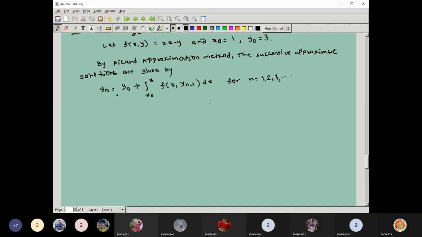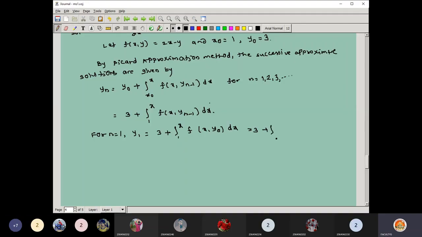So that is the formula you are using, where y naught stands for 3 plus integral from x naught, which is 1, to x of f of x comma y n minus 1 dx, keep as it is. So here you are substituting n equal to 1. y1 stands for only the last expression: integral 1 to x, f of x comma, n equal to 1 means y naught, dx. So it is nothing but 3 plus integral 1 to x, f of x comma y naught.